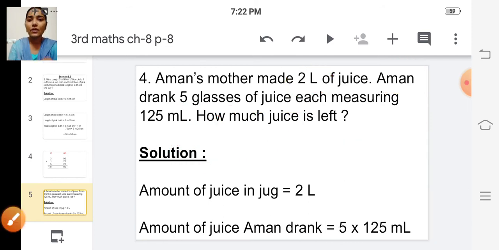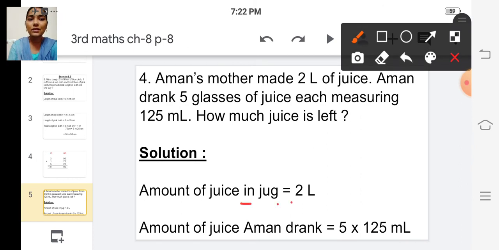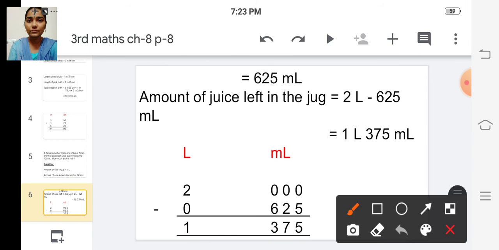Look at the solution. Amount of juice in the jug is 2 liters. The amount of juice Aman drank is 5 glasses, and each glass is measuring 125 ml. So each glass contains 125 milliliter of juice. He drank 5 glasses, so we have to multiply 5 and 125, which is equal to 625 milliliter.